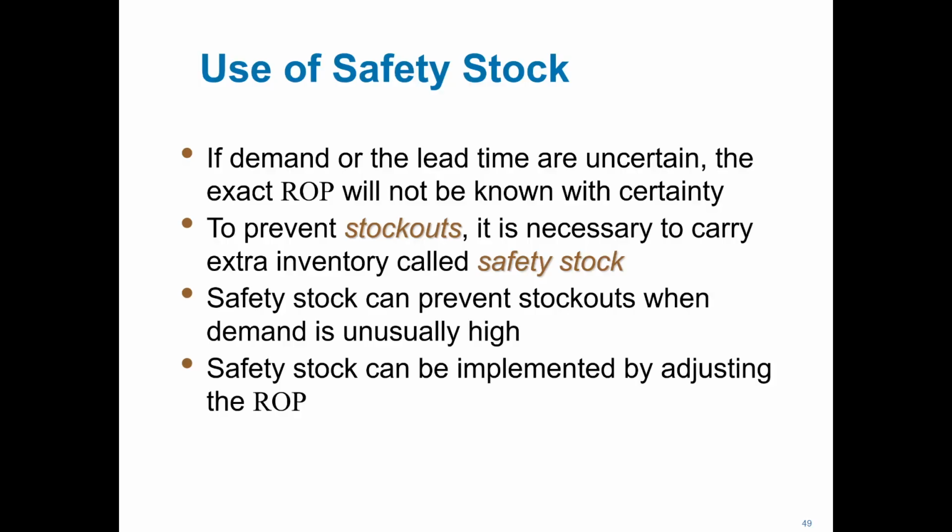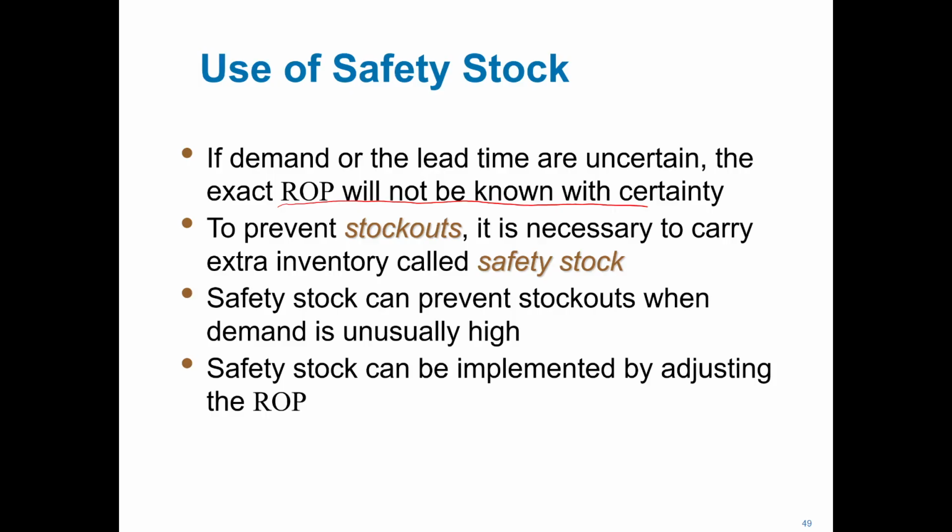One of the assumptions in the EOQ model was that the demand is constant and that stockout cannot occur. But in the lead time, it is possible that the demand is uncertain, and we will see that case. In that case, we have to keep some safety stock such that a stockout condition does not occur. So if demand or the lead time are uncertain, the exact ROP will not be known with certainty.